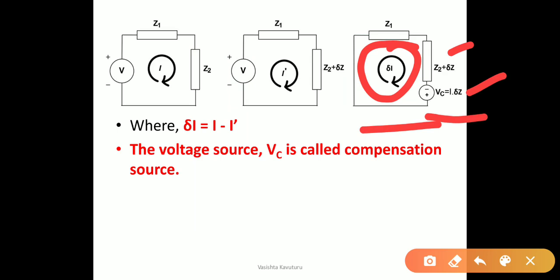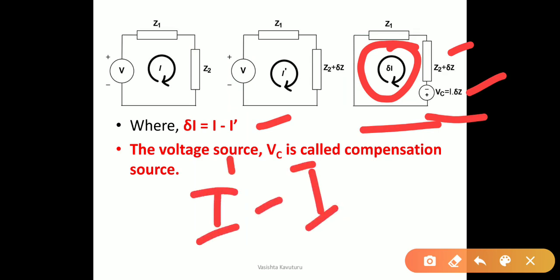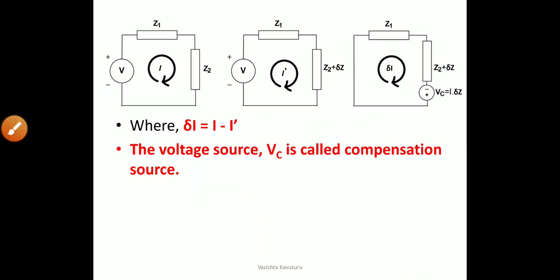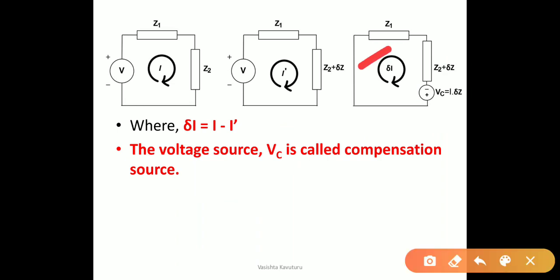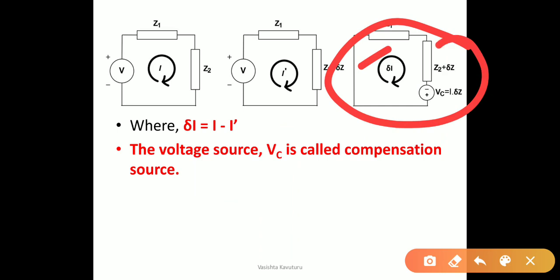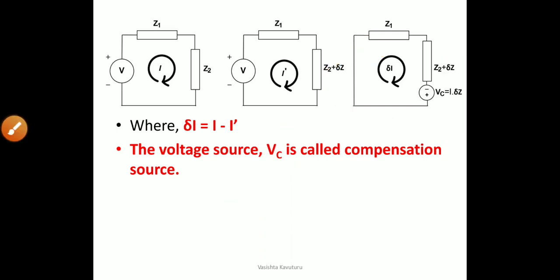By applying simple KVL, we can find the value of del I, the change in current, where del I is nothing but I minus I dash. I is the original current flowing in the given circuit, and I dash is the current flowing in the circuit when the impedance is modified. Therefore del I is the change in the current, calculated by applying KVL in the given network. So this is the compensation theorem statement and example. We'll solve a problem so that you can understand it better.